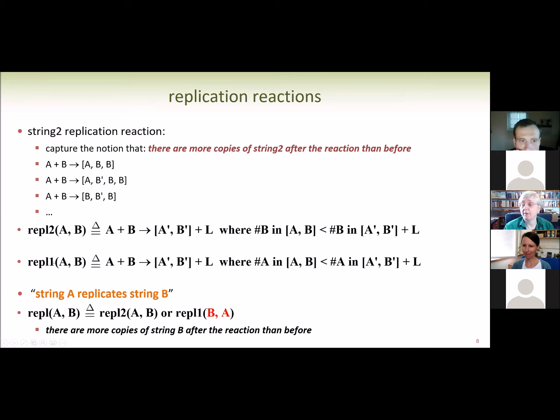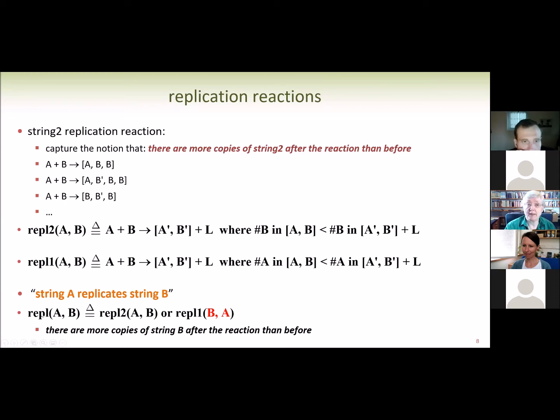And then we do something similar. We define a replication of string 1, because that can also happen in very peculiar ways, as simply a case where we have the reaction and there are more string 1s afterwards than there are before. There's one string 1 before and there are more afterwards. And then, ignoring the fact that we're talking about string 1 and string 2, we simply say that string A replicates string B.